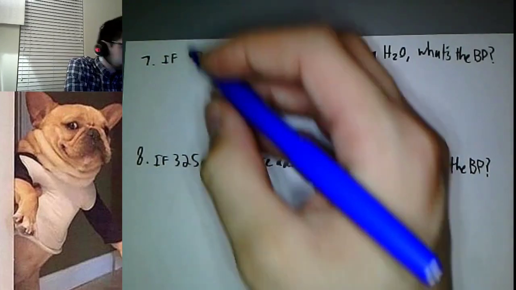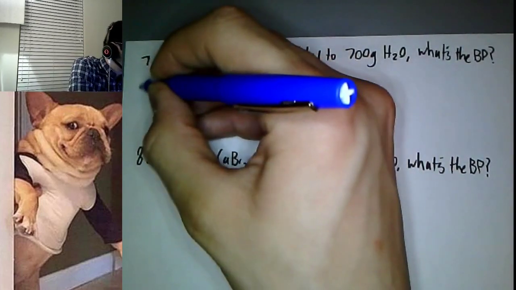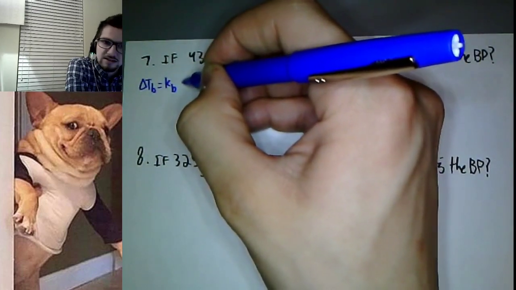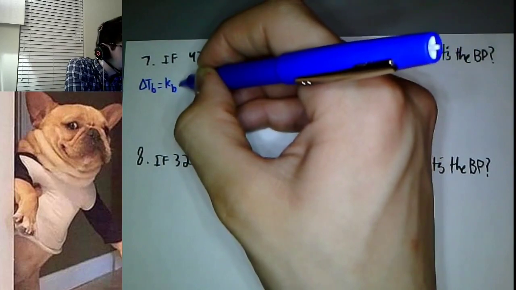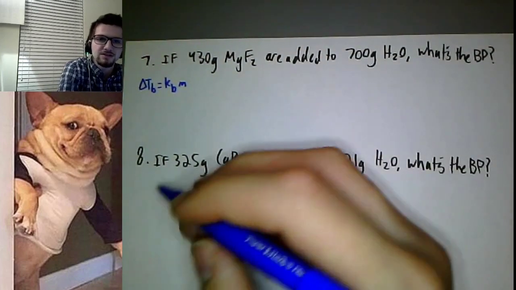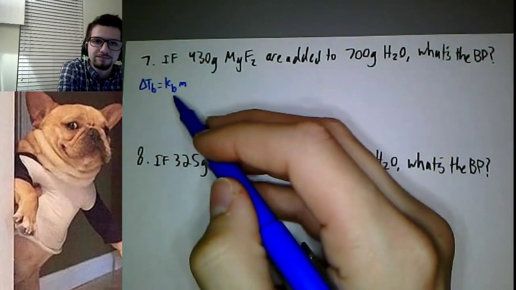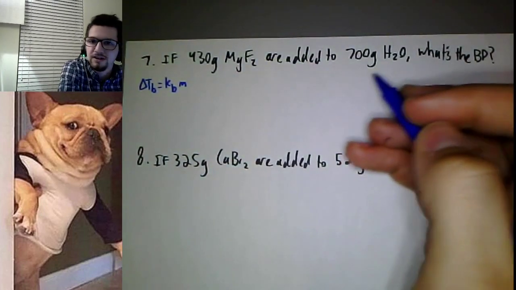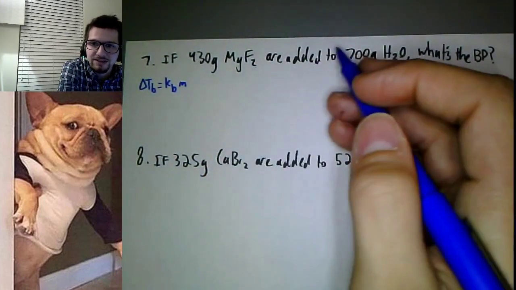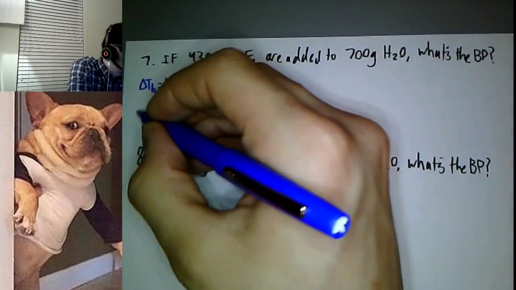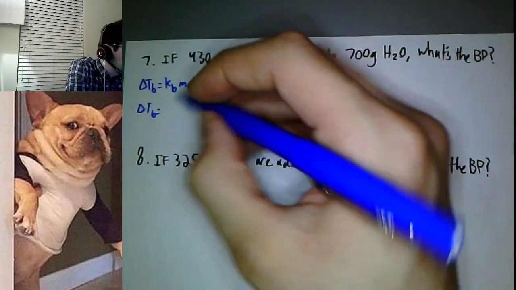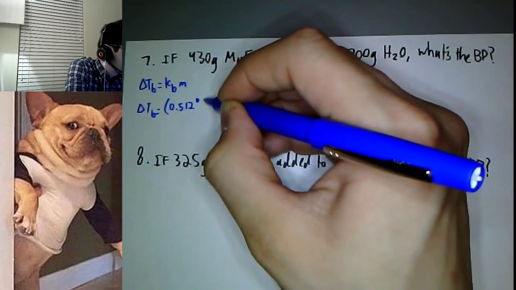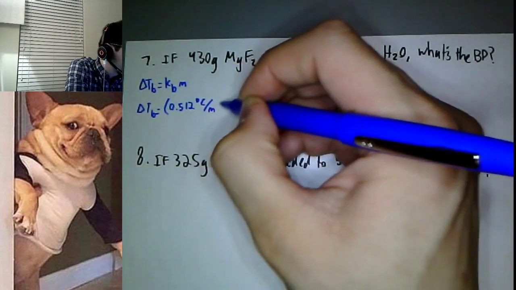So when I do this, what is my boiling point formula? It's the change in boiling point equals the boiling point constant times the molality, right? So what do I have in the problem? Well, what is my bigger thing? My bigger thing is water. So I need the boiling point constant for water, which luckily is right in the book, and it should be in your notes: 0.512 degrees Celsius over molality.